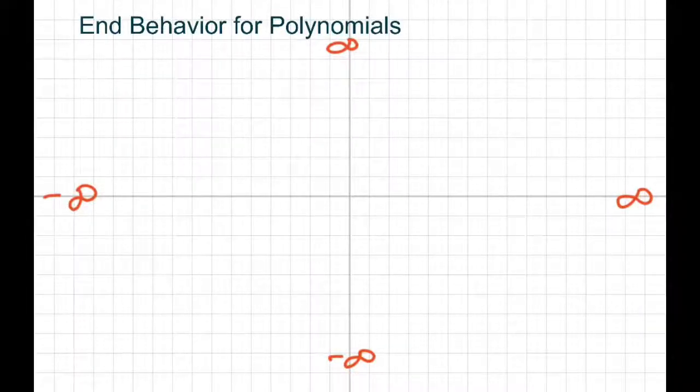This is an easy way to remember end behavior for polynomials. The only thing you have to know basically to determine end behavior is your parent functions. If you know those, then the end behavior should be easier. So basically, the easy way to remember it is the quadrant.